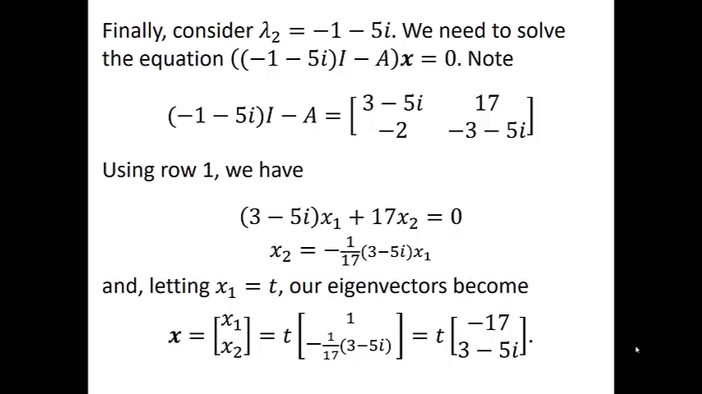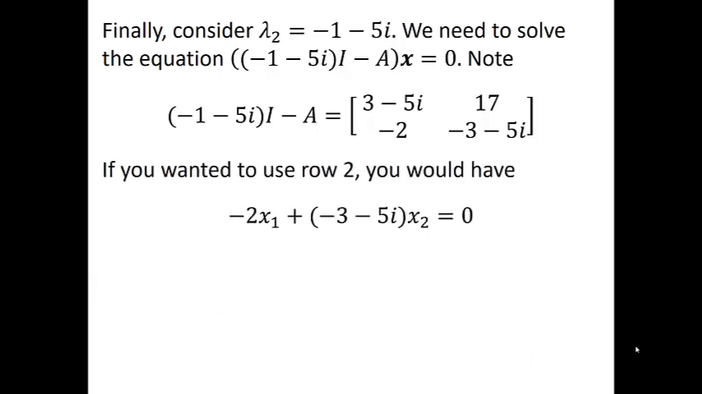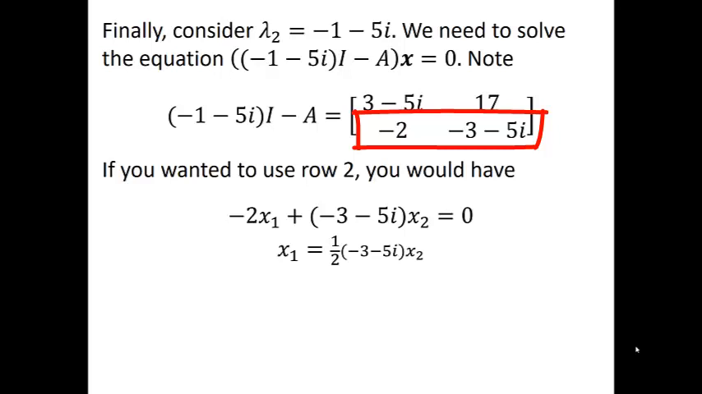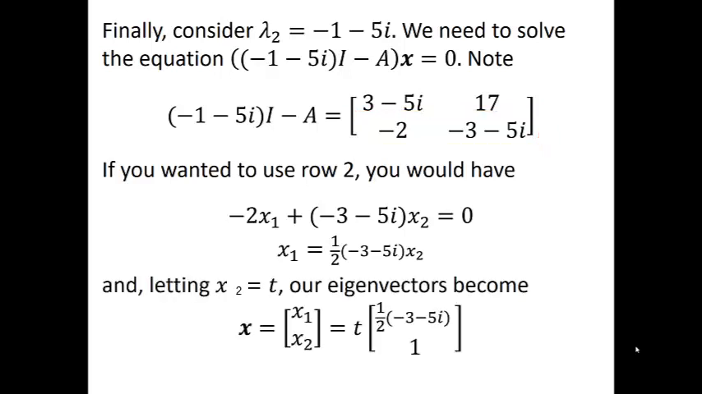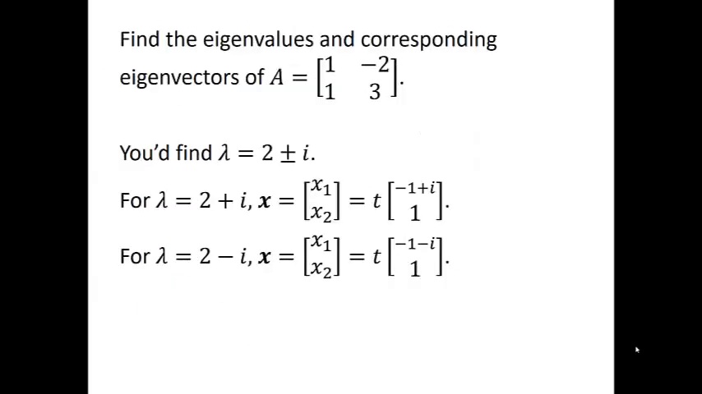Now, that's the case where we focus on row 1 of our system. Just in case you're curious, if you had wanted to use row 2 instead, you could have done that. Row 2, the relationship tells us that -2x1 plus (-3 minus 5i) x2 equals 0. We solve for x1 to keep that complex number in the numerator. And then if we let x2 be t, our eigenvectors look like this. Great.